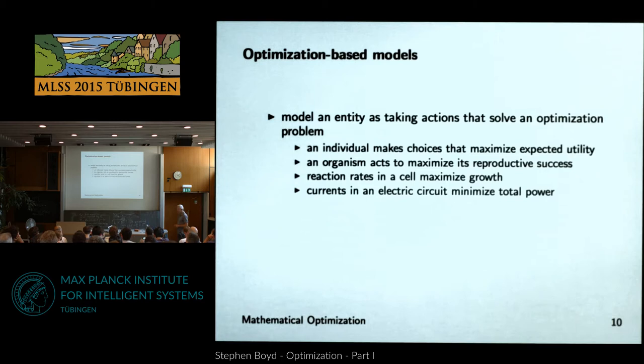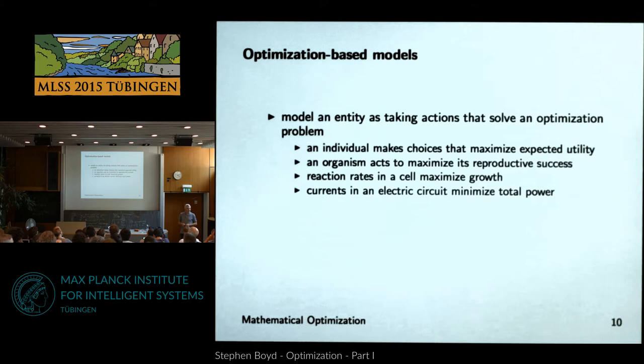A final category, and these are not distinct, right? These categories overlap and things like that, right? So, optimization-based models. And this is actually worth thinking about. I mean, all of these things you've seen somewhere before, but maybe no one ever organized them into these categories before. This is actually quite interesting. So the idea is that you build a model of something, a data, but you do it is you model the entity as taking actions that solve an optimization problem. So that's the idea. Okay?